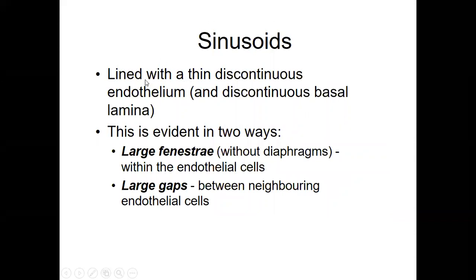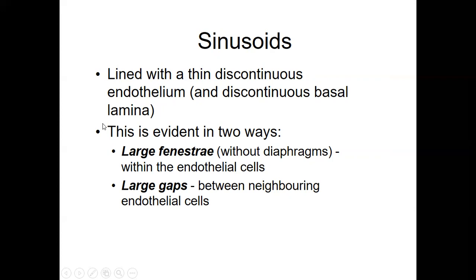Sinusoids are lined with a thin discontinuous endothelium and a discontinuous basal lamina. The type of capillary that we have here is a discontinuous type of capillary. And this is how we know that this sinusoid is actually discontinuous.